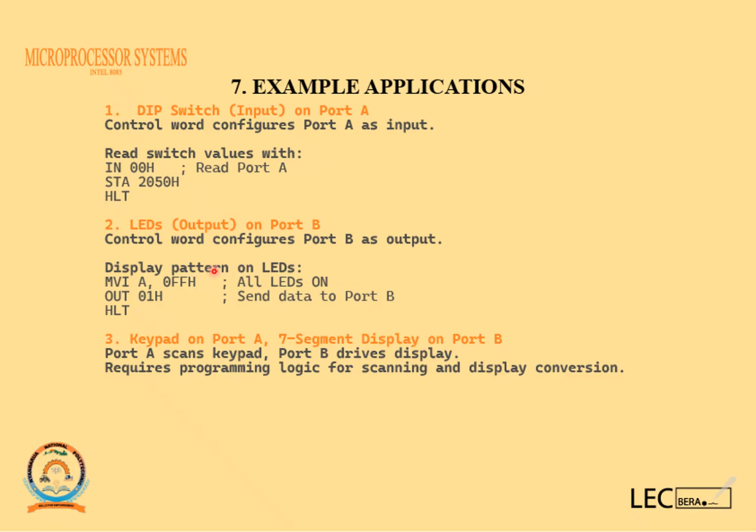So if you convert 0FFH into binary, you will be able to understand what it accomplishes. I'm going to load this data to the accumulator. And then I'm going to send that data from the accumulator to the address 01H. And we do understand this address 01H is for what? Port B. So anything which is connected to port B is going to be controlled with this data. And then I'm going to stop the program.